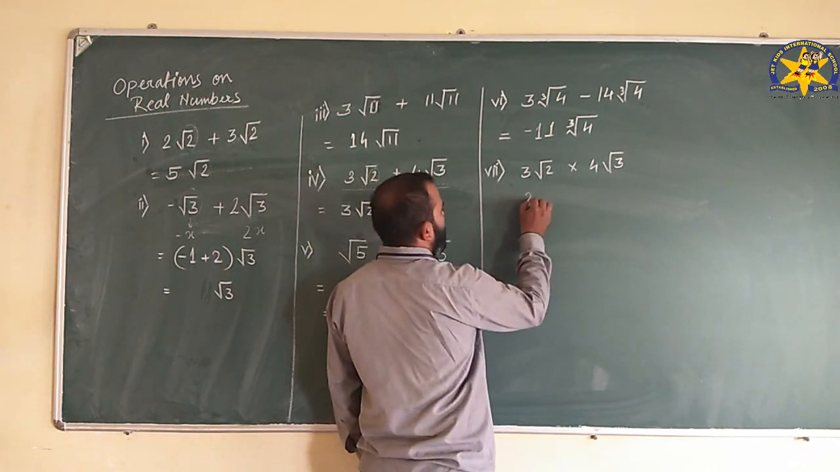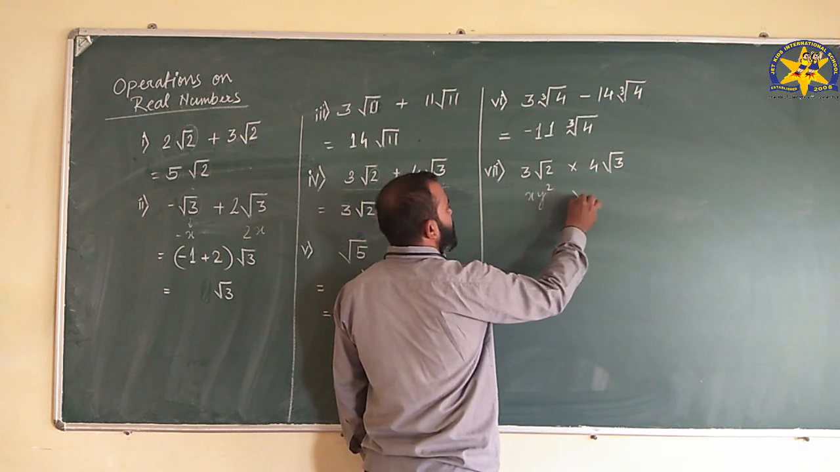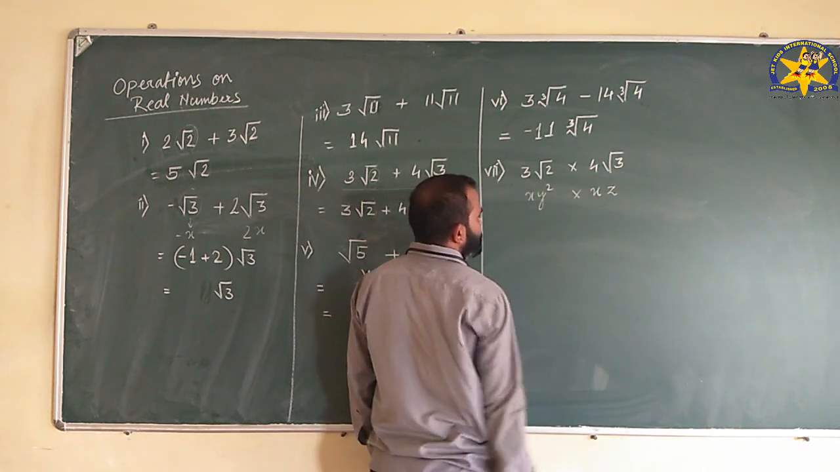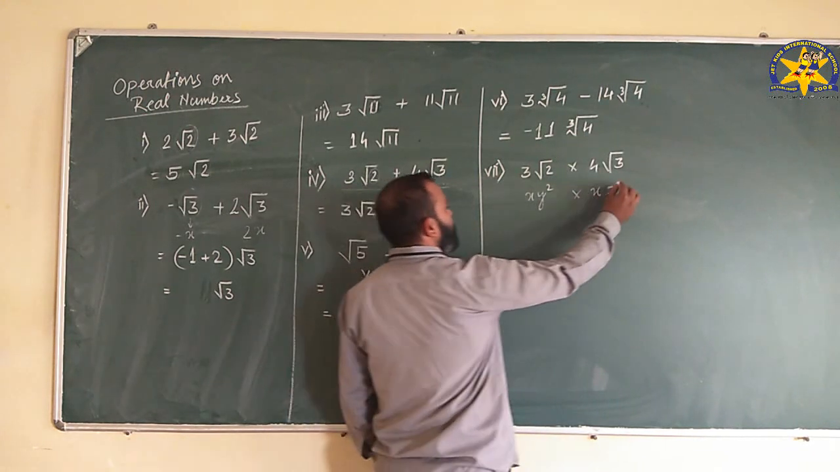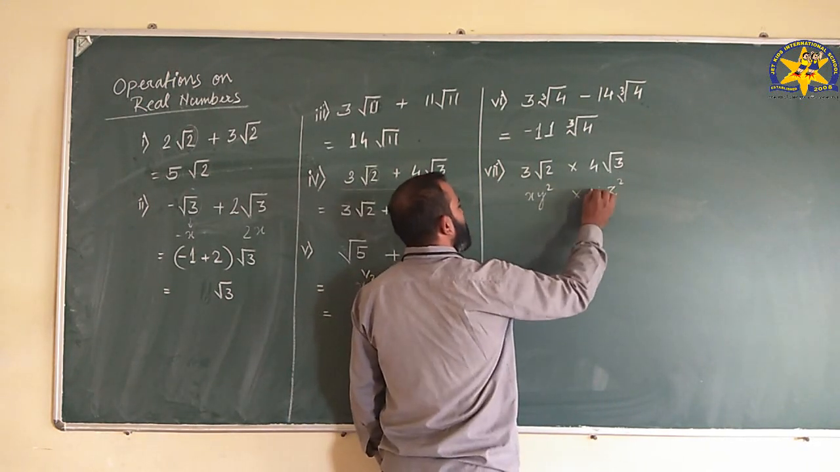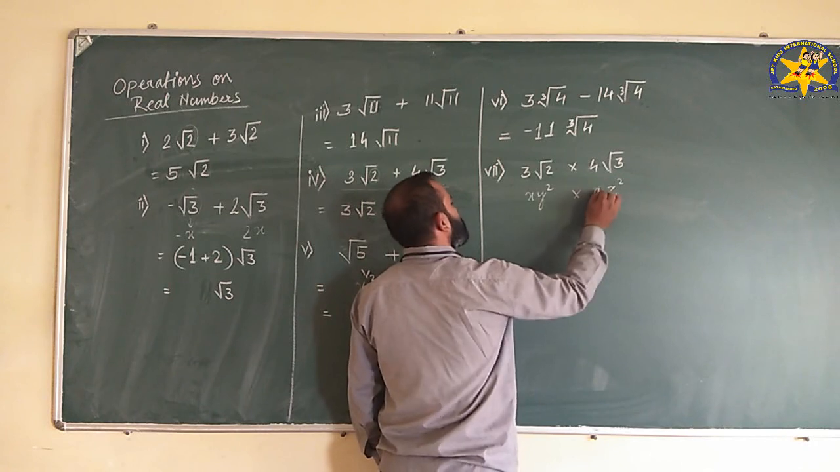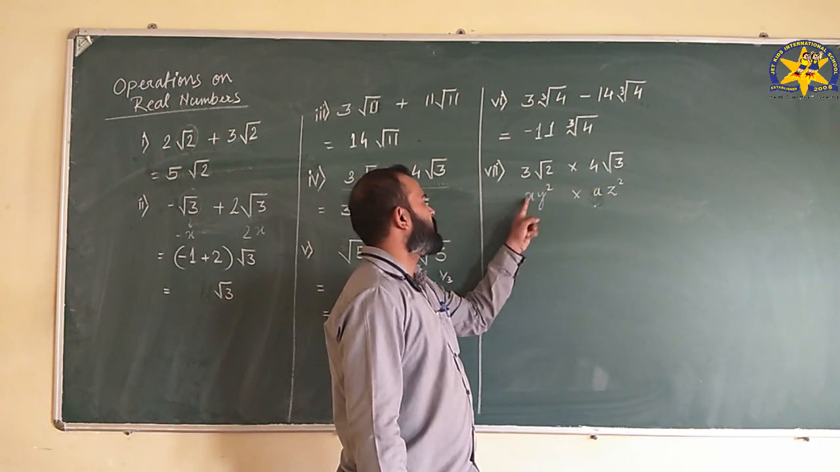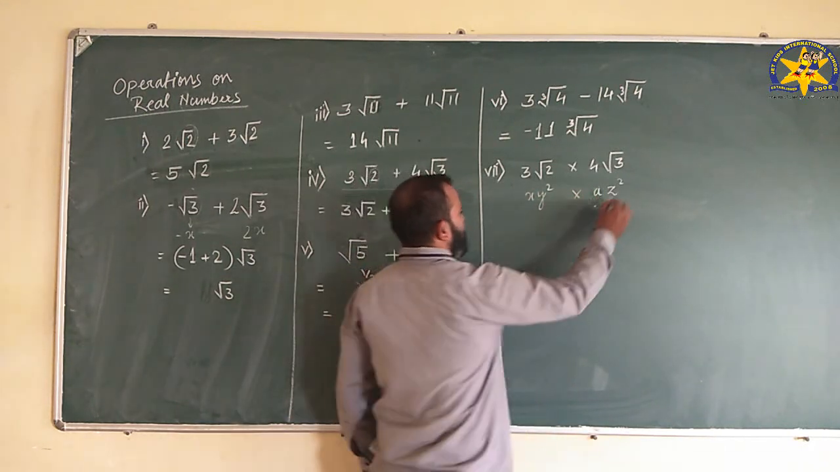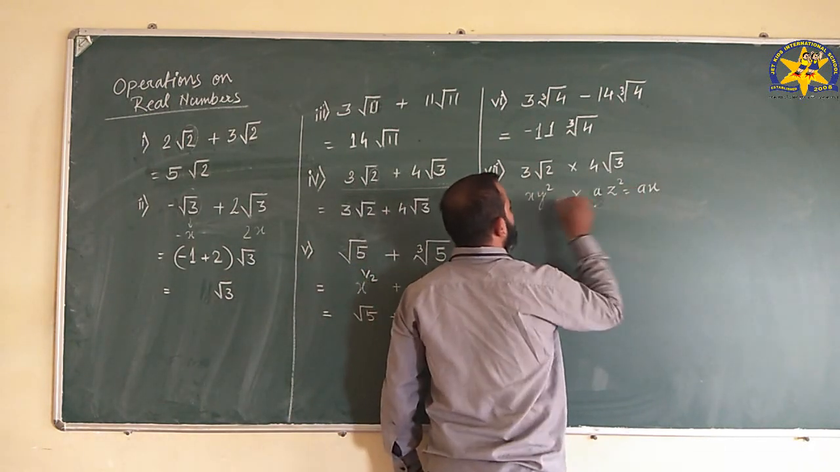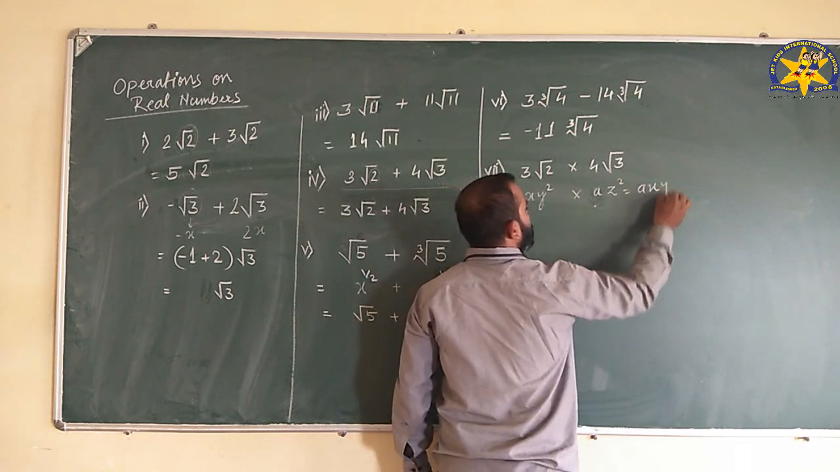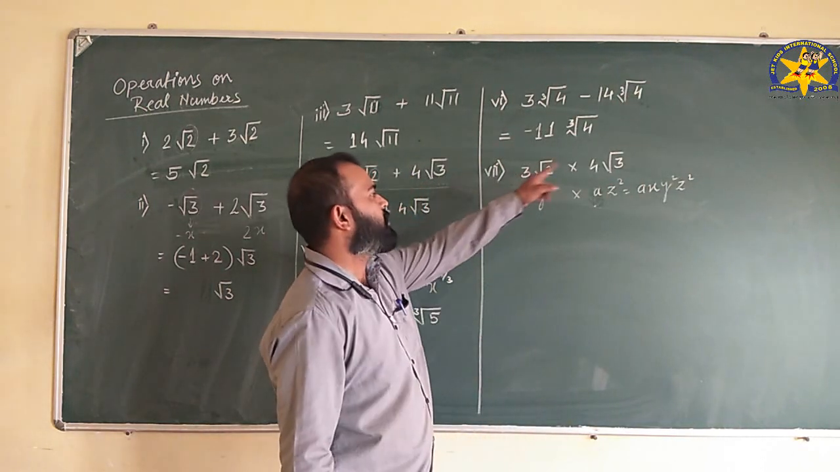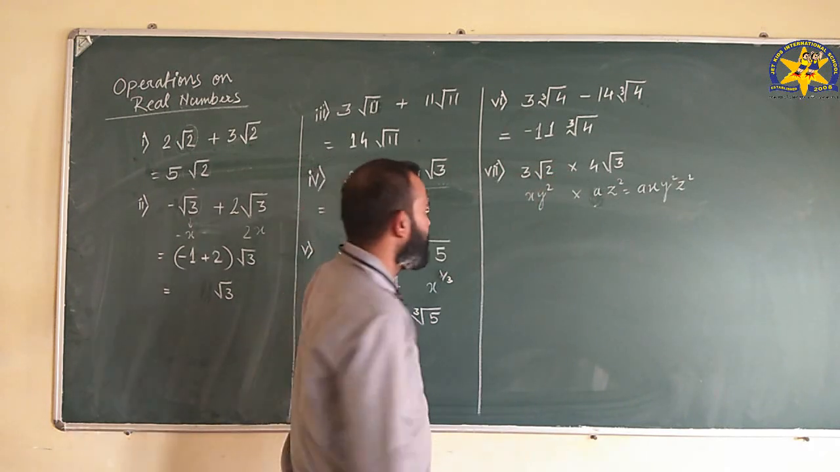Suppose this is x y square multiplied by this, x z or x z square. Anything you can take. In multiplication it doesn't matter. So what are we doing? We are multiplying directly x into a. What will be the answer? a x y square into z square, like this we are multiplying. So here also we multiply like that only. So what will come here?